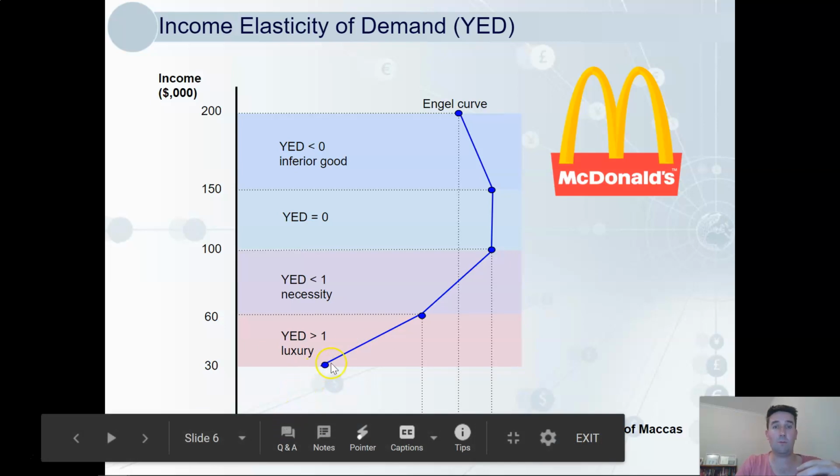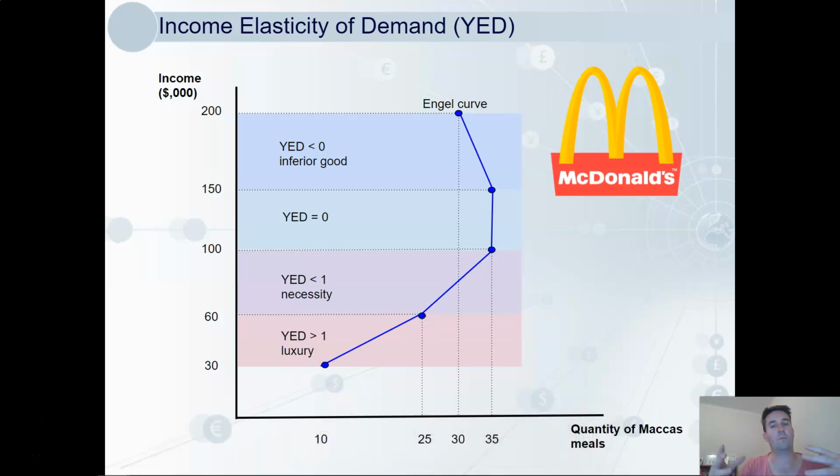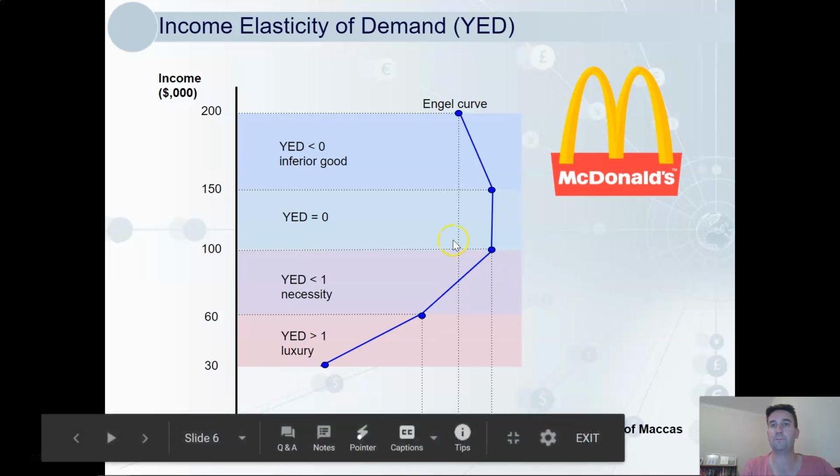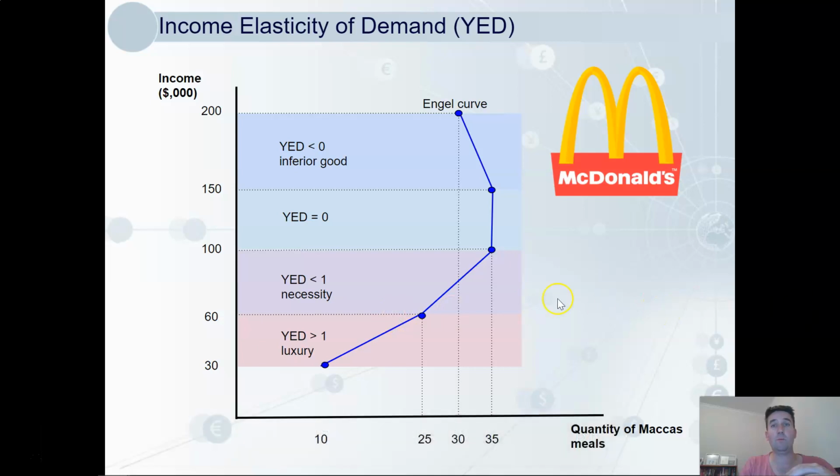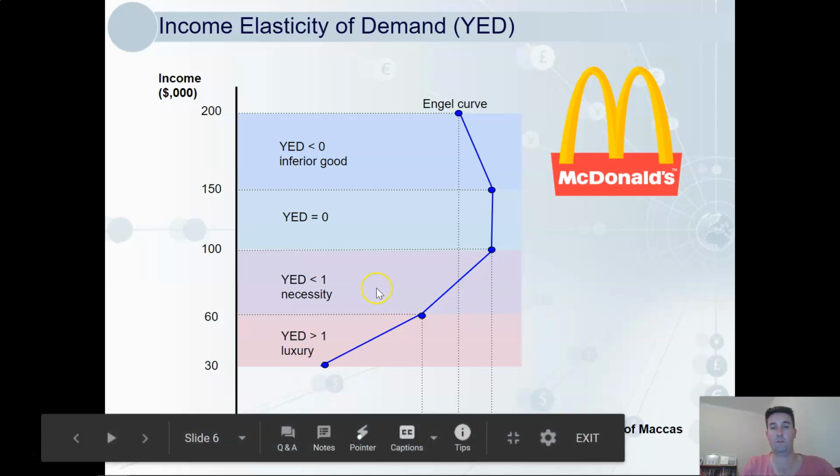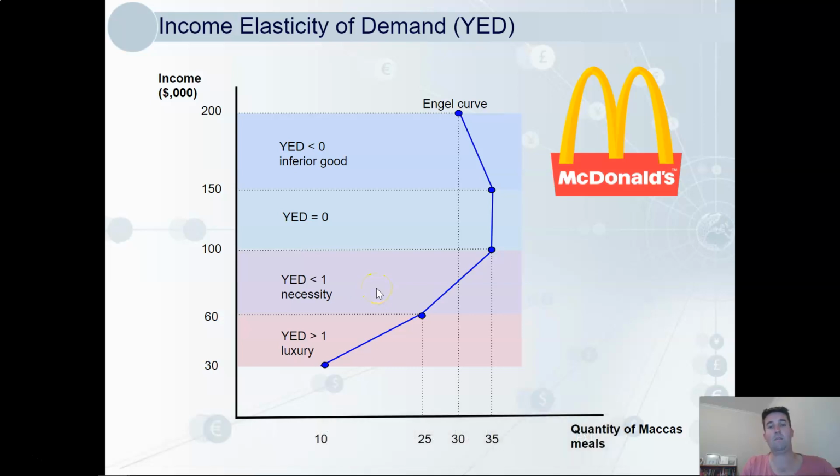So as your income doubles from here to 60,000 a year, you might buy a lot more Macca's. You think, wow, I'm doing great. I'm going to treat myself. Demand is income elastic, so YED is greater than 1. It's very responsive to a change in income. As income doubles, McDonald's consumption more than doubles. So it goes from 10 to 25 per year.